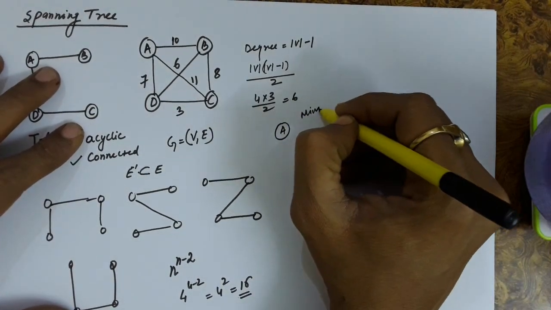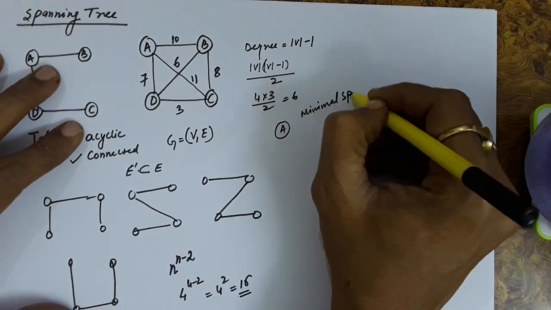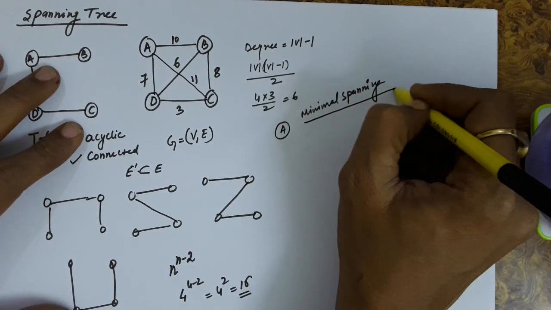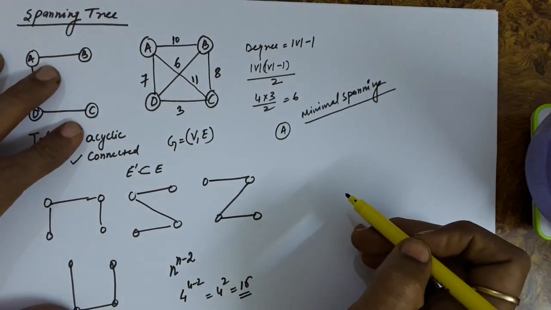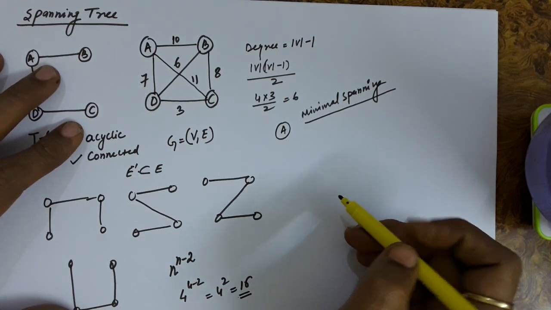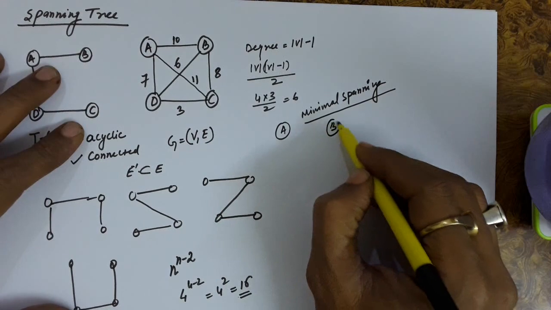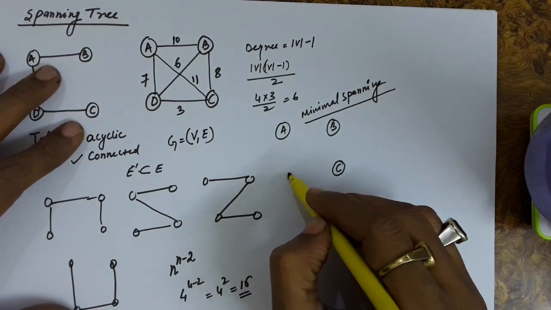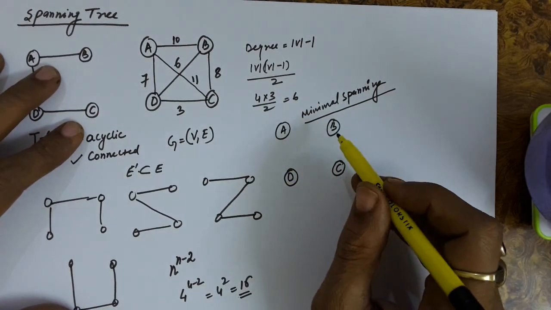So a minimal spanning tree is obviously a spanning tree. It will satisfy the properties of the spanning tree: it will be a connected acyclic graph with the same number of vertices as the original graph. But the condition is that the sum of the cost of the edges will be minimum.